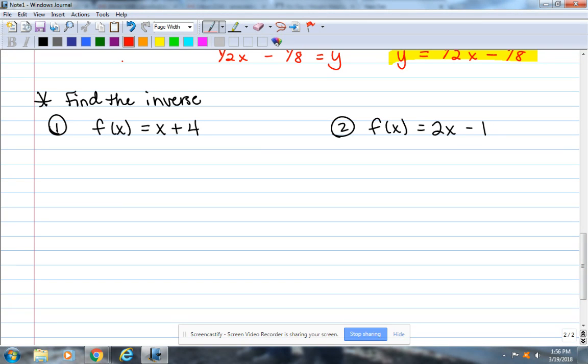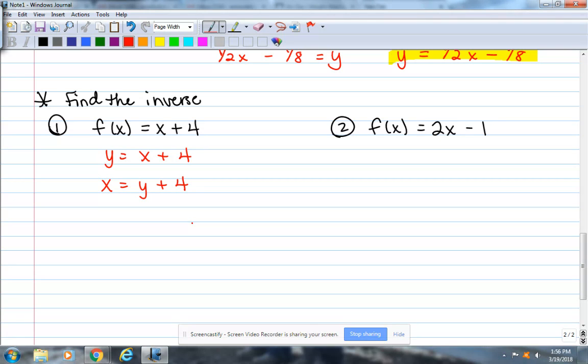All right, y'all help me out. What's the first thing I need to do on number 1? Well, first I'm going to rewrite it so it says y equals x plus 4 because it's the same thing, right? So after I make it y equals x plus 4, then what do we have to do? Yeah, so then you swap my x and y. So that's going to be x equals y plus 4.